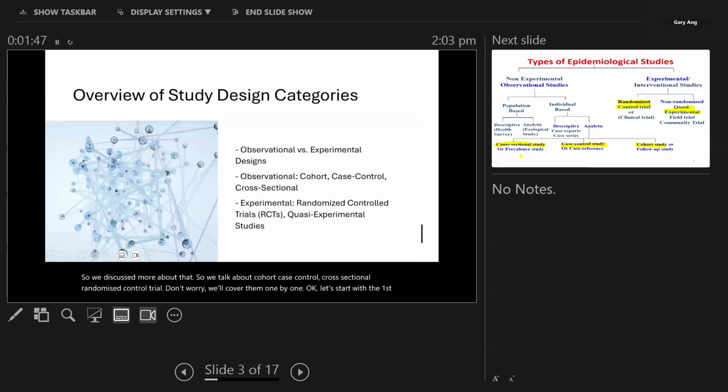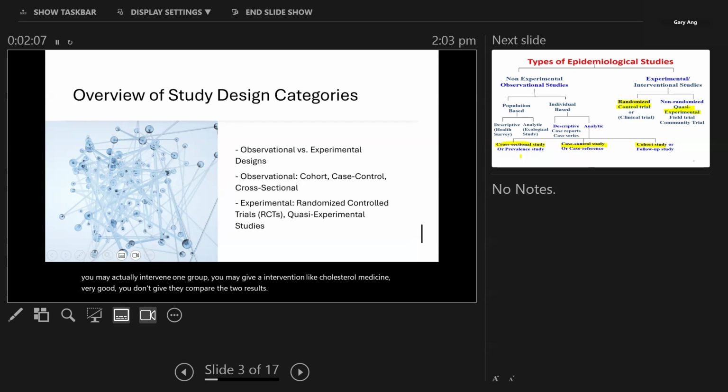So you have observational versus experimental design. As mentioned, observational means you observe a cohort. You don't really do anything to them. Experimental means you may actually intervene. One group you may give an intervention like cholesterol medicine. The other group you don't give. Then you compare the two results.